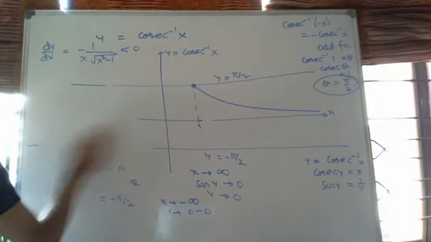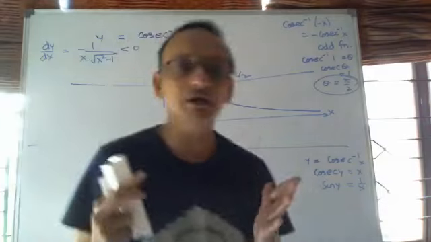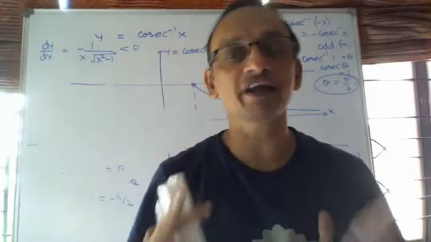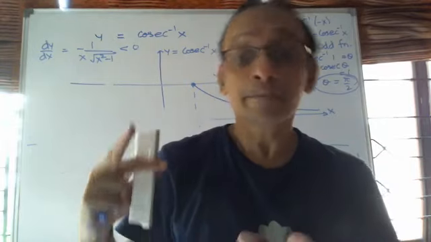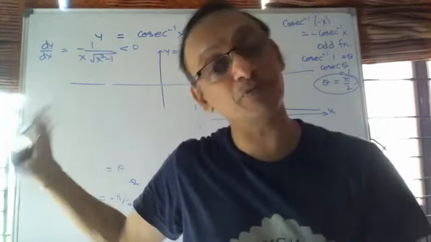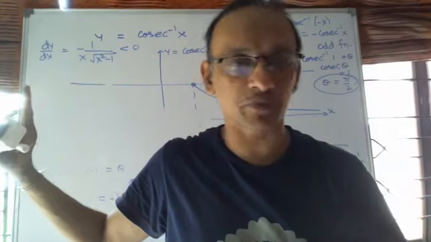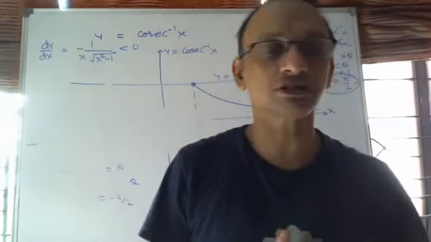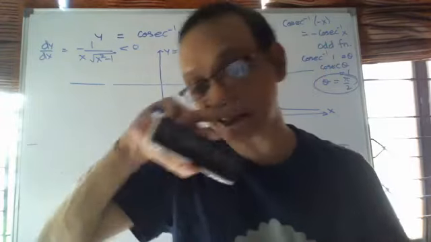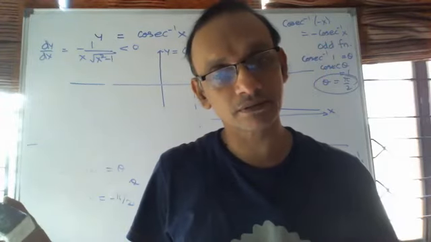Now, what have we learned about cosec inverse x? Its domain is mod x greater than or equal to 1. Range is minus pi by 2 to plus pi by 2 except y equal to 0. Cosec inverse x cannot be 0. It's decreasing and it's an odd function of x.